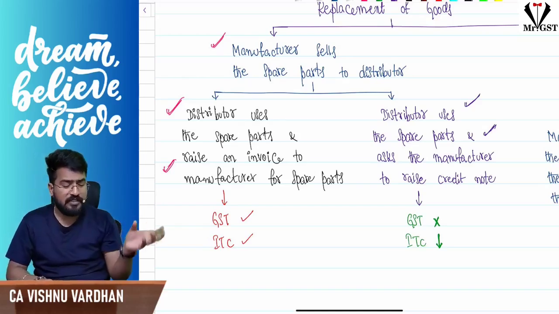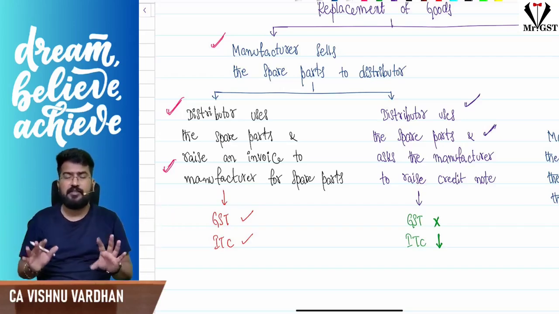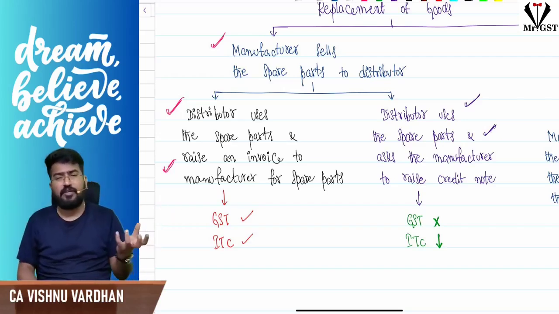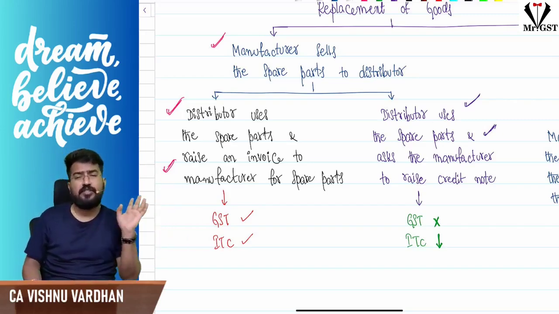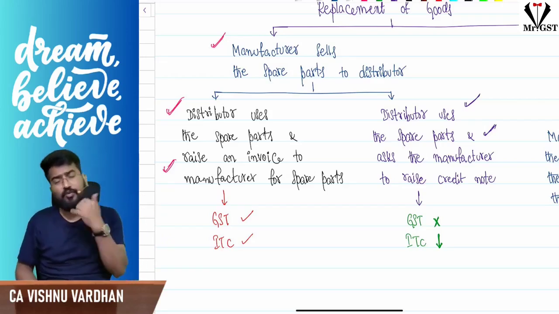So manufacturer is selling the spare parts to the distributor. Distributor is using the spare parts which he has purchased. One option is, because he has already purchased, now it is like indirectly he is selling it to the manufacturer again. So he will raise a new invoice on the manufacturer, charge GST, and the manufacturer will take ITC. Now, what is another option?